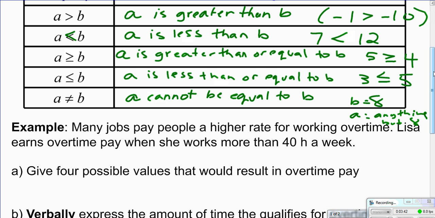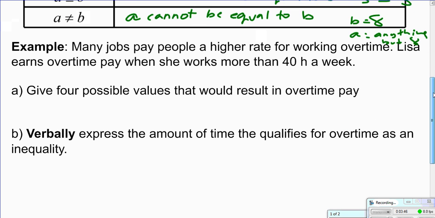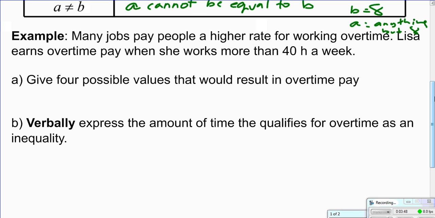All right. So just a quick example. It says many jobs pay people a higher rate for working overtime. This is pretty common unless you're on a salary job. But for your guys' first kind of jobs, you would be working hourly, so you would get overtime. In this case, Lisa earns overtime when she works more than 40 hours a week, and that's pretty normal. So give 4 possible values that might result in overtime pay.